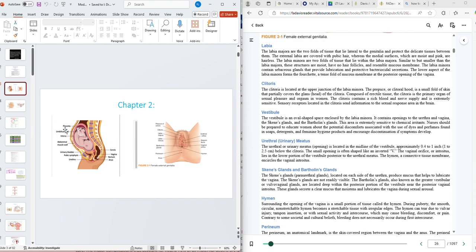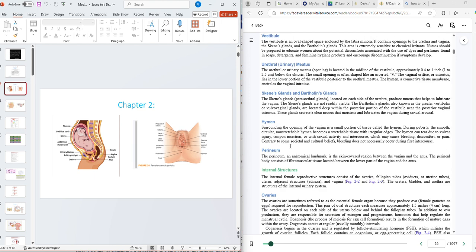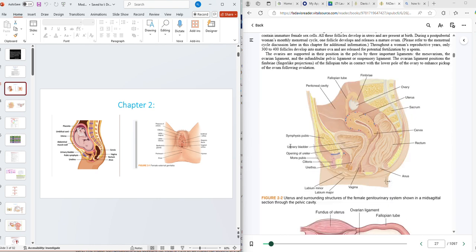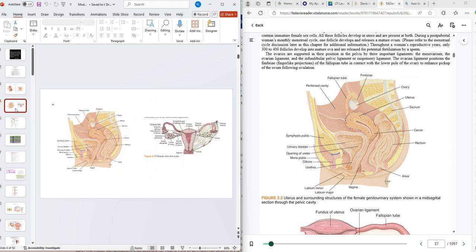The picture over here is just how a baby is sitting in utero. The fetus, this is a vertex fetus, and we'll talk about that later on. Just make sure you understand this uterine anatomy, okay? This is the same picture that's in your book.